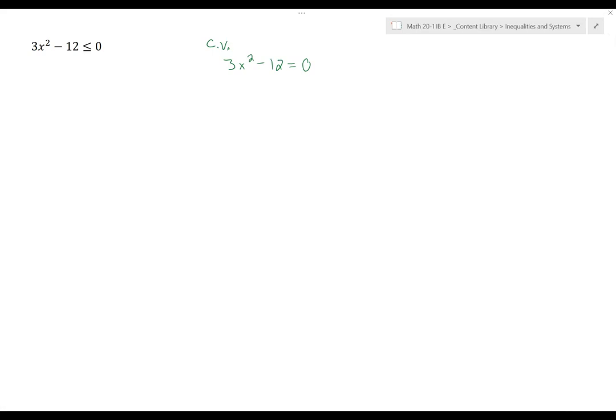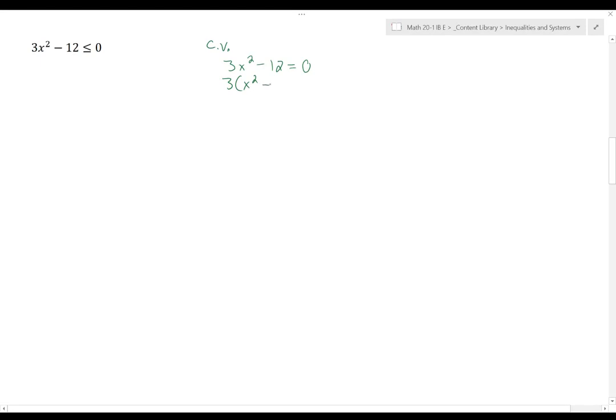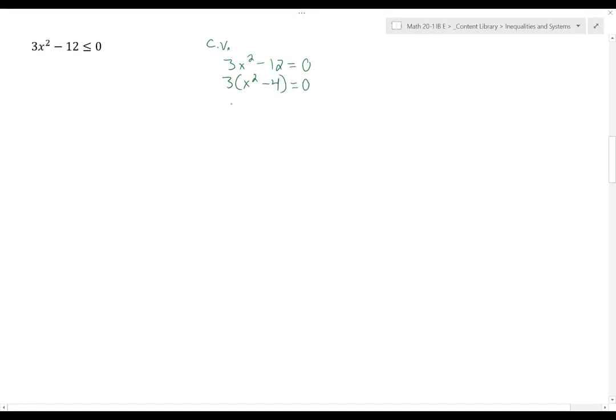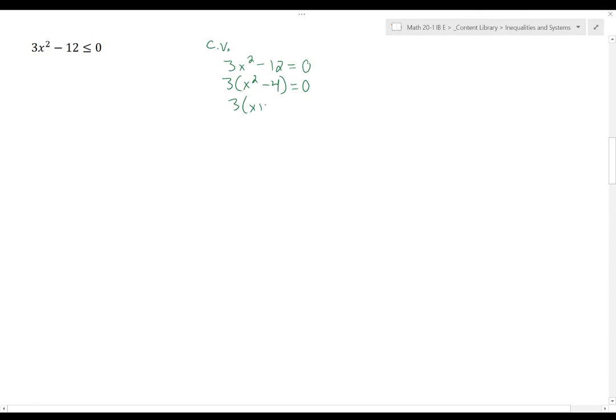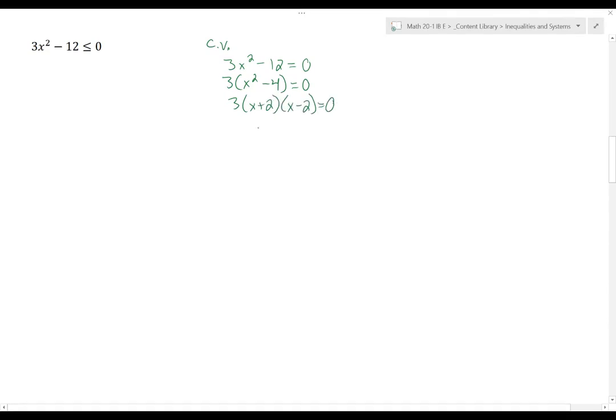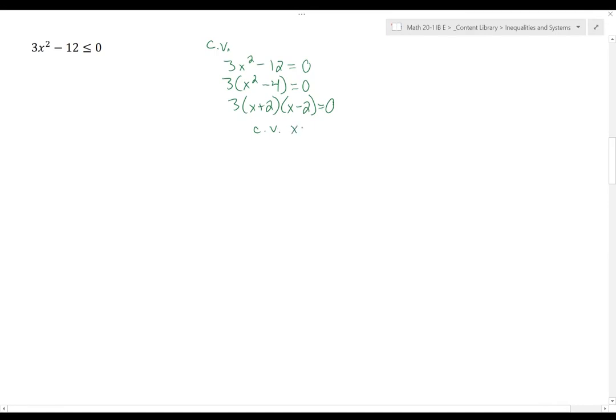I'm not going to do that because I want the factors. I want the factors for my table of signs. So yes, I can solve this equation without factoring, but in the end, I do want the factors. So I'm going to go ahead and factor it. So I get 3 times x squared minus 4, which is 3 times x plus 2 times x minus 2, which means my critical values are when x equals positive or negative 2.